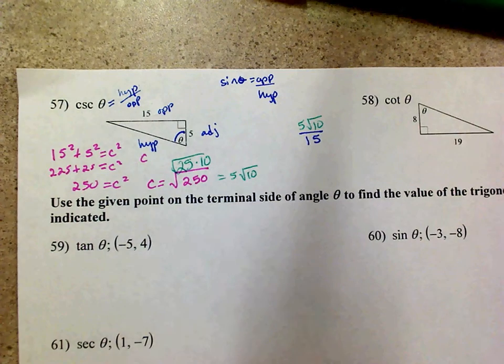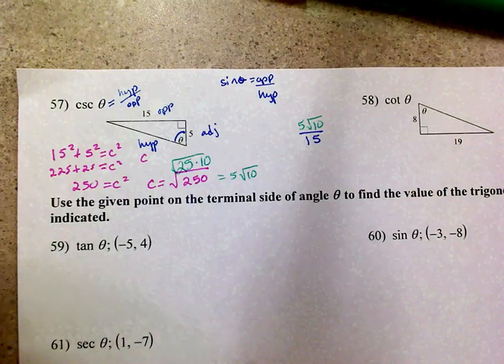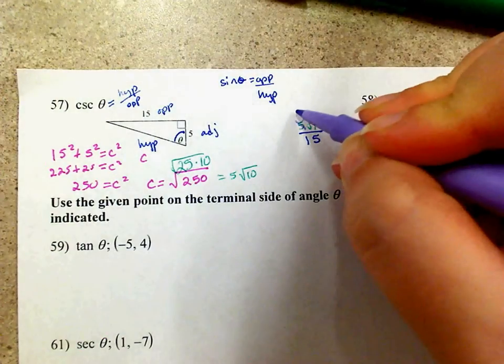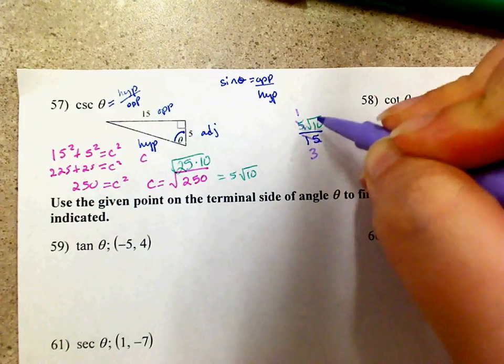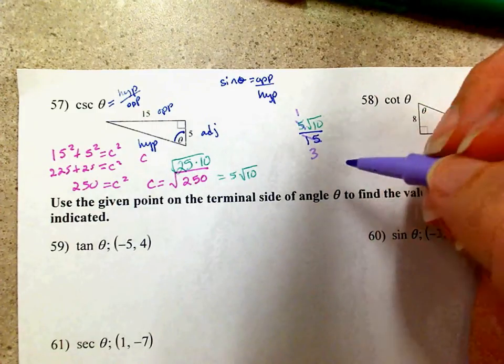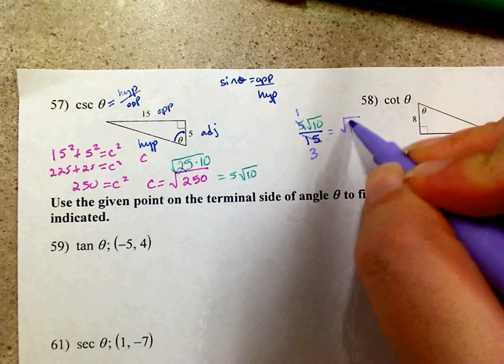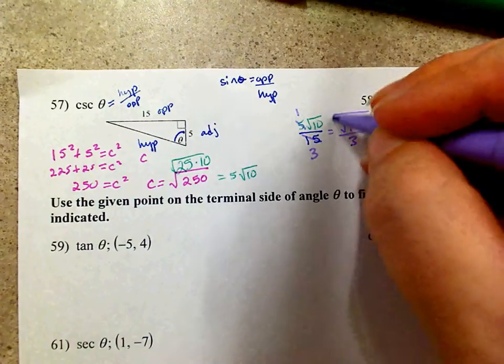What I need to do is make sure that I simplify. When you look at 5 and 15, 5 divides by 5 once and 15 divides by 5 three times. You can't divide the 10 by any of this because it's inside the square root, and you wouldn't anyway. So I've got square root of 10 over 3. And that's my answer.